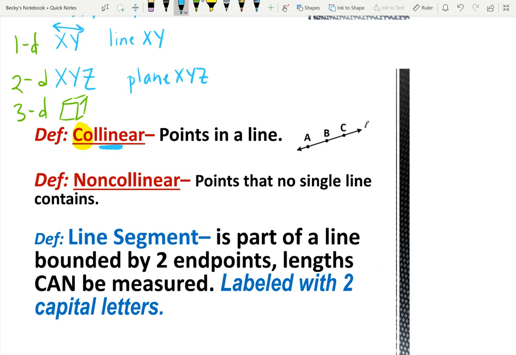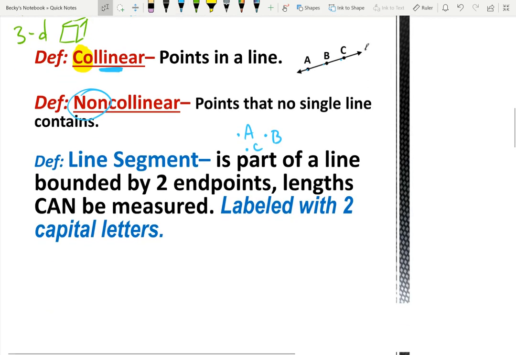Now, if you see the word not in front of a word, it means the opposite of it. So this means not on a single line. So collinear, if you look at these 3 points, you can draw a line that contains them all. But if I were to draw A, B, and C like this, is there one line that would contain them all? And you would say, of course not. So these are words we're going to use all year. So try to make a list of all your vocabulary words on your theorem sheet, and that will help you as we go on.